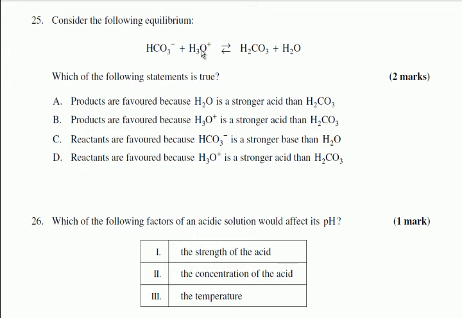It says here, consider the following equilibrium equation. Which of the following statements is true? And it's asking whether products or reactants are going to be favored. So what we need to do is first figure out which ones are our acids. As H3O plus turns into H2O, it loses a proton. Since it loses a proton, this one right here is our acid. And in the reverse direction, H2CO3 is turning into HCO3 minus, and this is also our acid on the product side. And this makes H2O right here. This is our base on this side, and this is our base on this side.